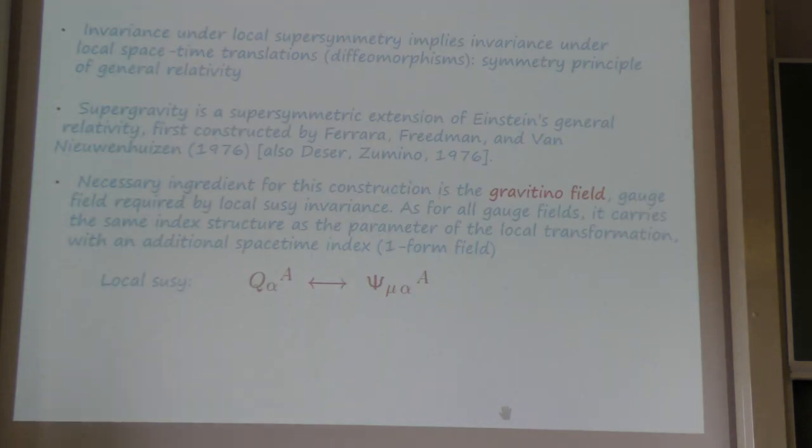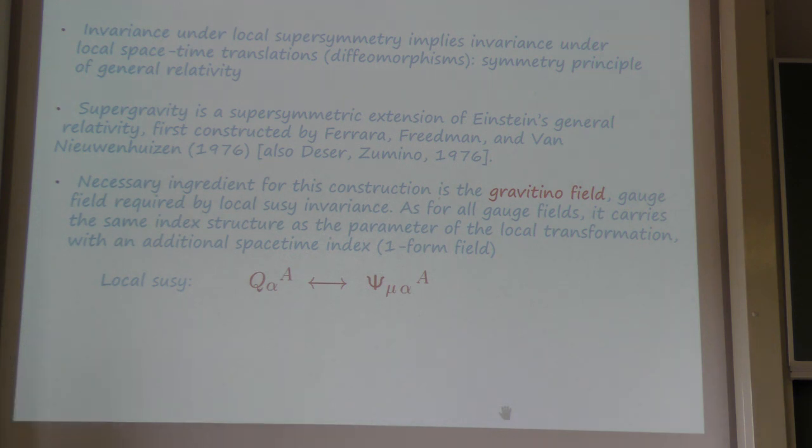So, from this it follows that invariance under local supersymmetry transformations, namely invariance under supersymmetry transformations parameterized by epsilon parameters depending on space-time, implies also invariance under local space-time translations. But local space-time translations are general coordinate transformations, are diffeomorphisms. And invariance under diffeomorphisms is the symmetry principle underneath general relativity. So this implies that a theory which is locally invariant under supersymmetry transformations must contain Einstein's theory of relativity.